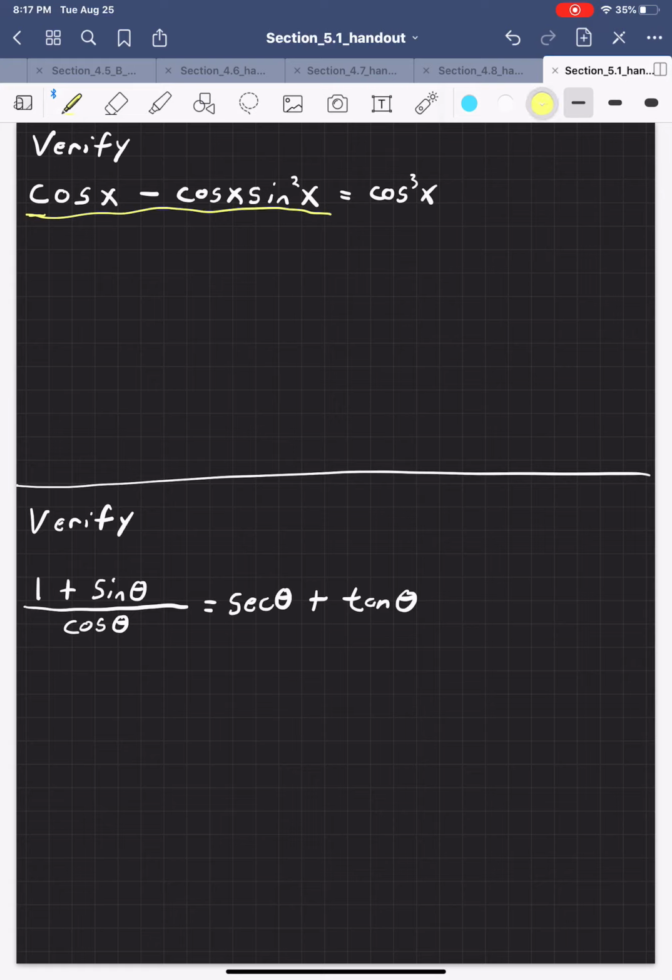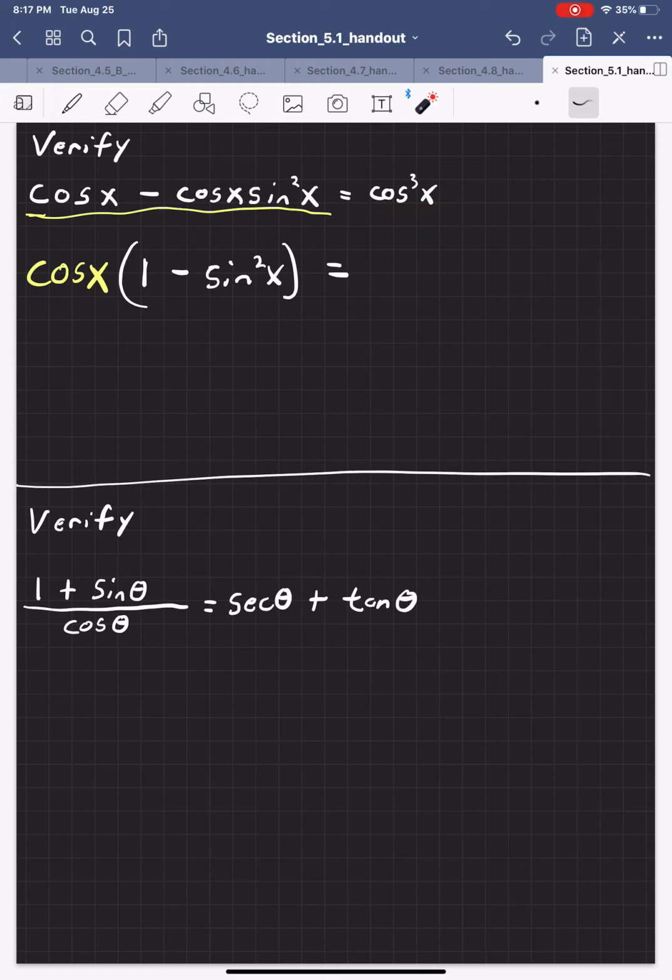So what I'm noticing is that both of these terms have a cosine in them, so I'm going to go ahead and factor out my cosine of x. And let's see what's left. If I factor a cosine of x out of cosine, I'm left with 1. And if you factor out cosine from the second term, I'm left with sine squared. All right, so not verified yet. Doesn't look like this side yet. What do you do from here?